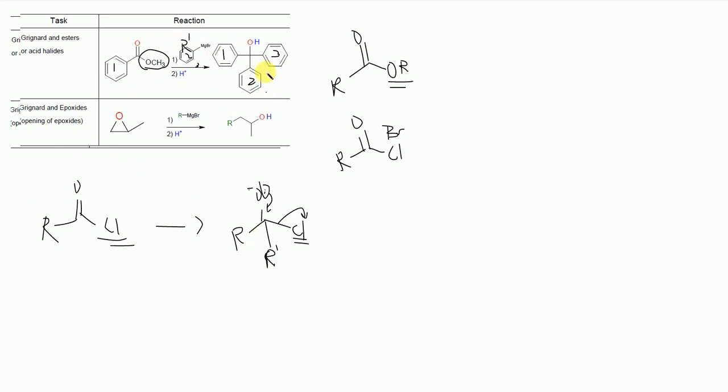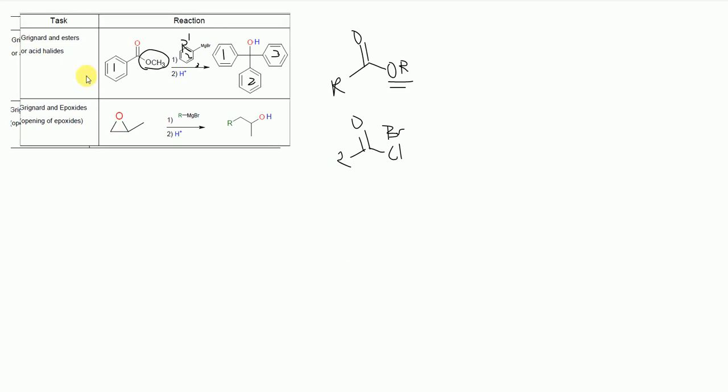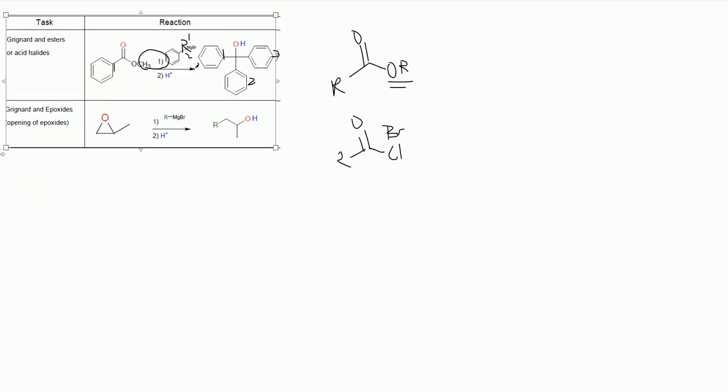So this is why this can have multiple attachments. As long as I can reform the carbonyl, I will do the reaction again. So nothing too magical about this or confusing, and it can be understood if you just put some thinking into it. Now, the next reaction that we have is opening epoxides.